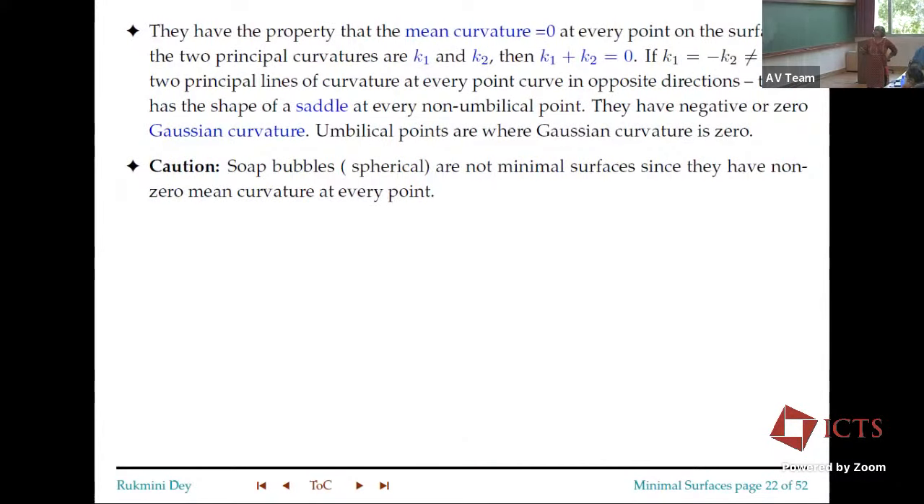Okay, and if anybody knows about mean curvature, minimal surfaces have the property that the mean curvature is zero at every point. So every point is like a saddle, okay? But caution, soap bubbles are not minimal surfaces since they have non-zero mean curvature at every point. They have a completely different geometry. They are called constant mean curvature surfaces, and that is a very beautiful topic by itself. If you type in CMC surfaces in Google, you will see them. Many objects in nature actually can be described by CMC surfaces. So soap bubbles are different.